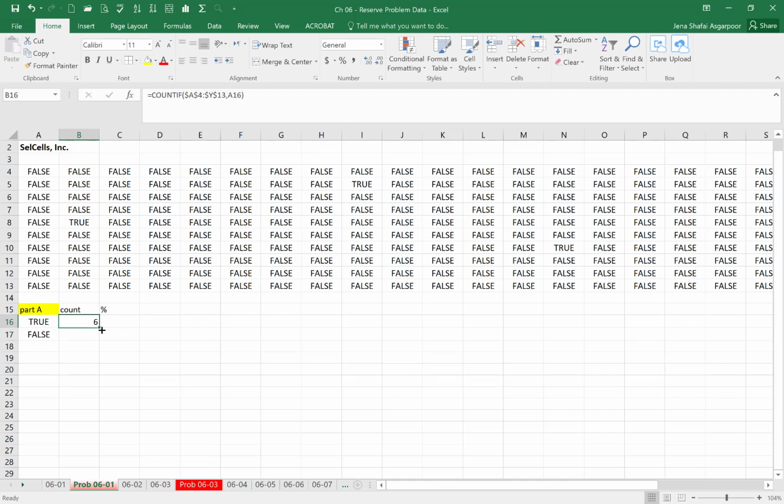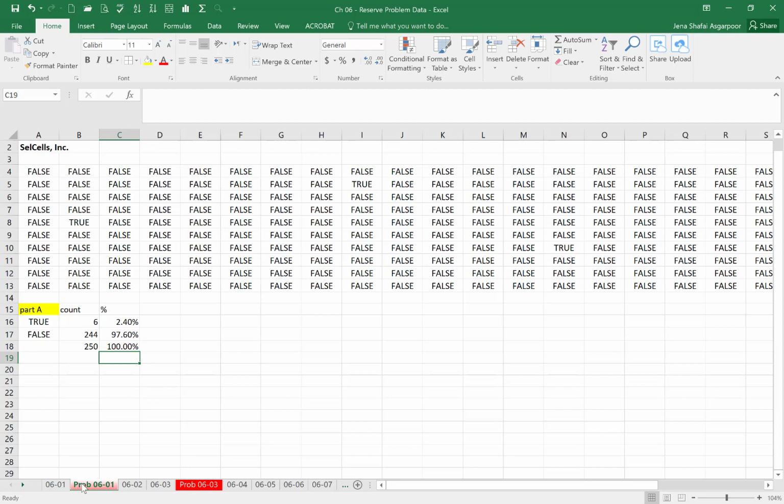and there are 6 defective, or true, phones in this sample, and if I copy that down, there are 244 that are not. So if I sum it up, I get my 250, and now I can compute my percentages, which is a fraction of 6 divided by the total, 250. Again, I'm going to fix the cell reference so that I can copy that down and compute my percentage of false or not defective, which adds up to 100%.